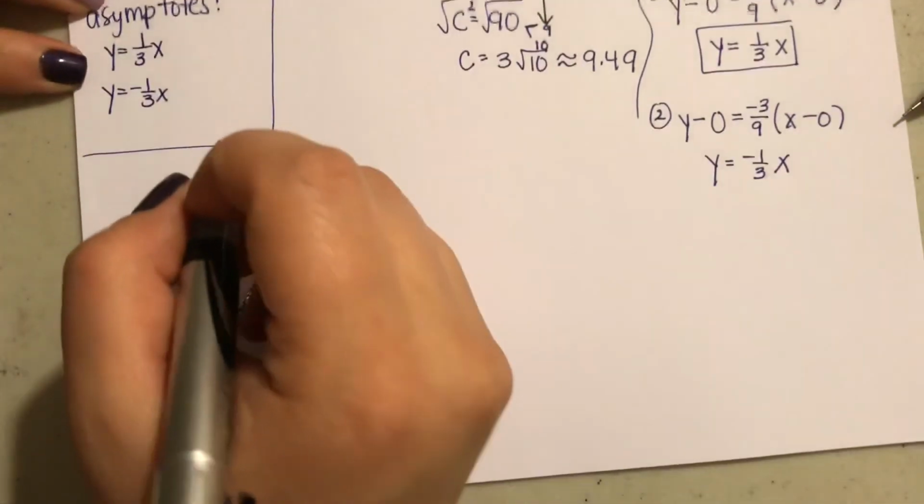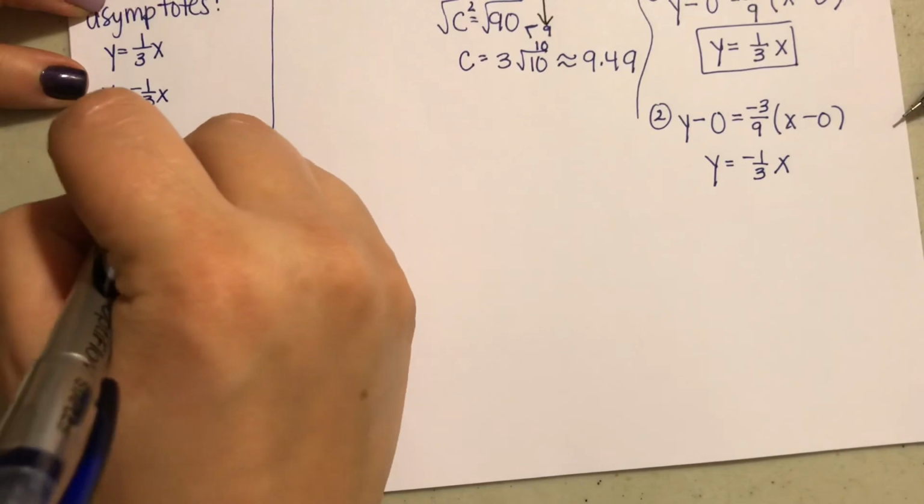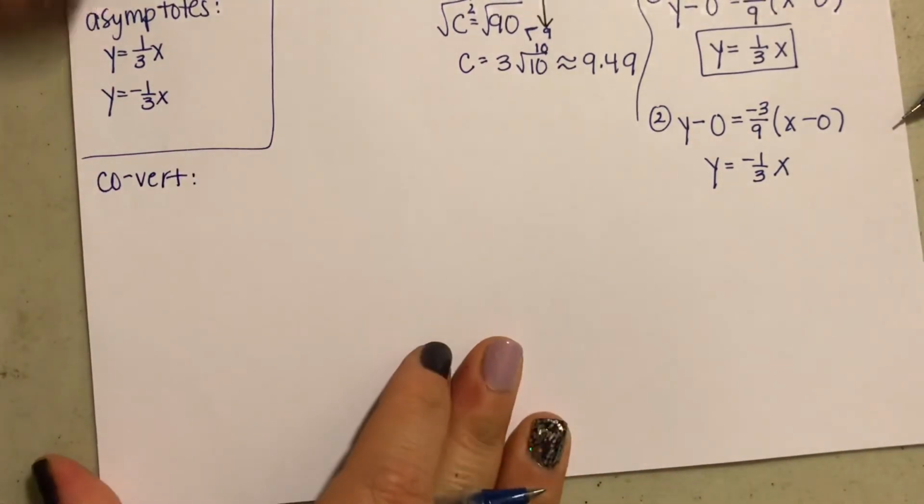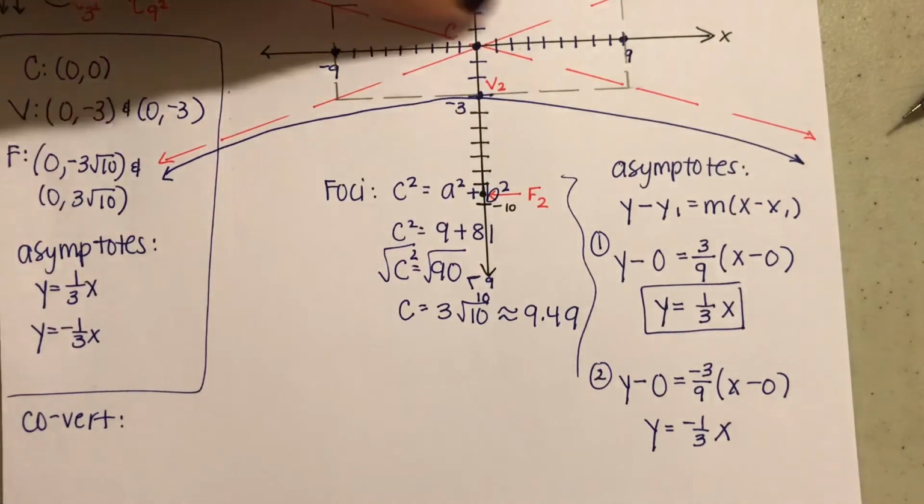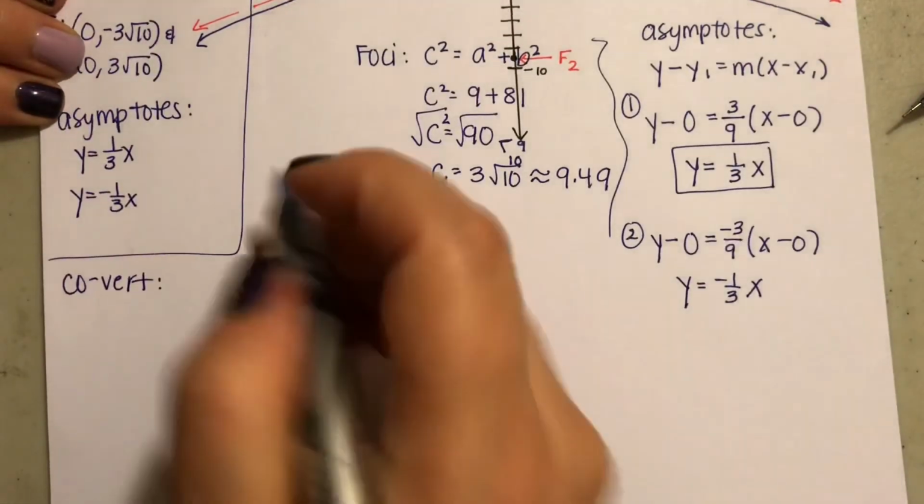Again, you can always add the covertices if you want. Not absolutely required, but in our case that would be -√90 and √90. So you can always add those to the list.